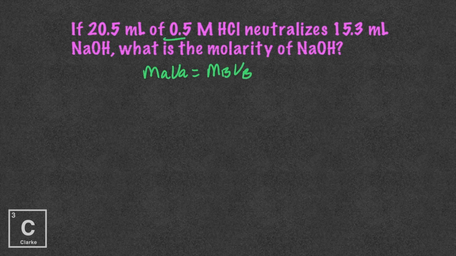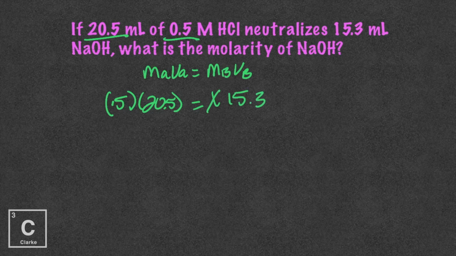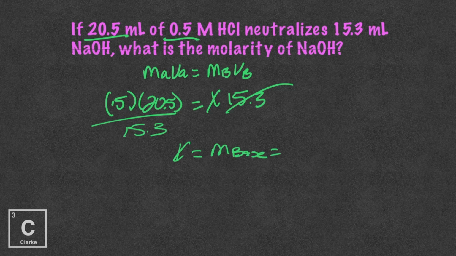So the molarity of our acid, that's here, 0.5. The volume of our acid, that's here, 20.5. The molarity of our base, that's what we're solving for. The volume of our base, that was 15.3. Again, we want X by itself, so we're going to bring that 15.3 over. And so X equals, that would be our molarity of our base. Let's put that in the calculator. I've got 0.5 times 20.5 divided by 15.3. And so I am getting 0.67 molarity. Hopefully this math problem is not very difficult because we've already done a math problem like this before.